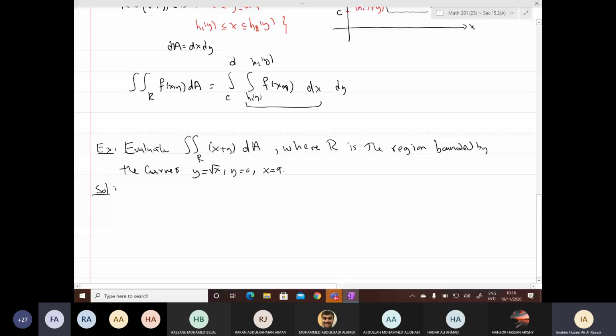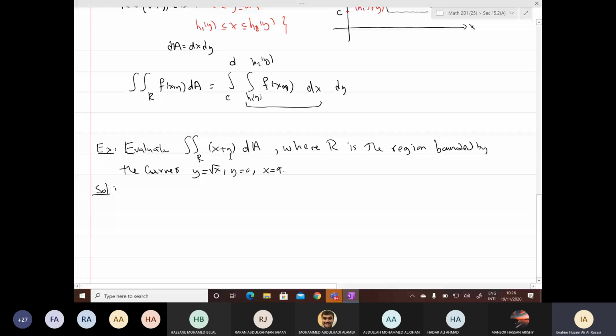So pay attention. As I told you last time, if you follow me, you will understand the main ideas easily. Now I'm going slowly and giving lots of details, so pay attention. Evaluate this double integral.